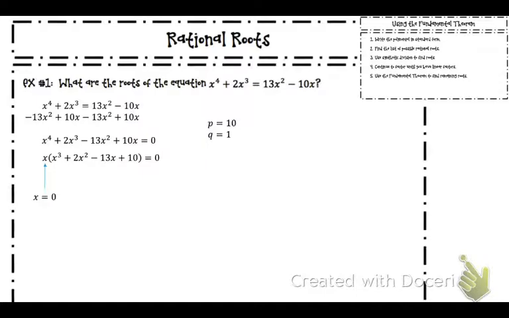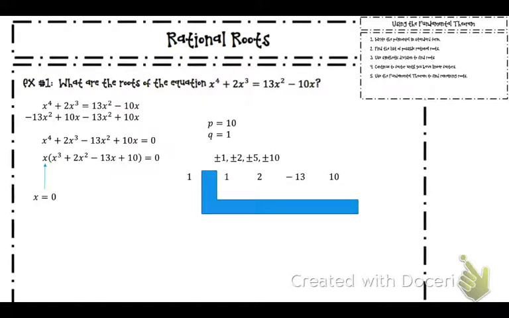Okay? So now I'm going to use the rational roots theorem. So we have to find p and q. Remember, p is the constant, q is the coefficient. So we're going to find the factors of p, plus or minus 1, 2, 5, and 10. And then q is just 1. So those are all of our possible factors. Okay, let me go back for a sec. Those are all the possible factors.